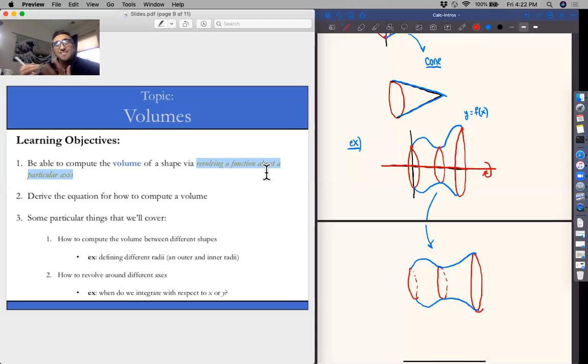And we'll see that the idea that's going to help us out is remembering what the area of a circle is, and then taking that idea and multiplying it by a very, very small thin thickness to give the volume of one little slice, and then adding up a whole bunch of slices together.